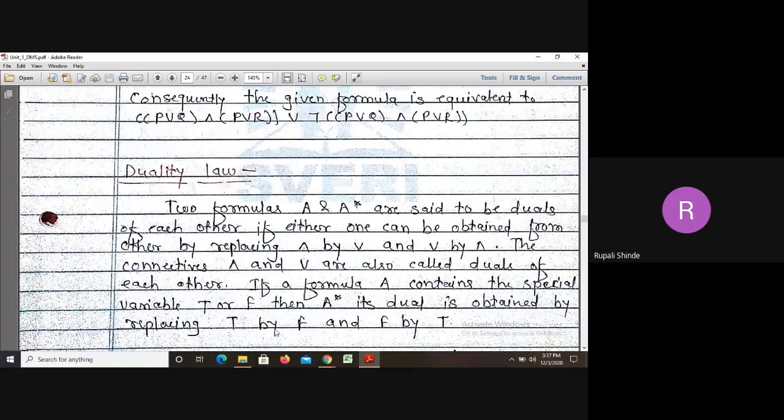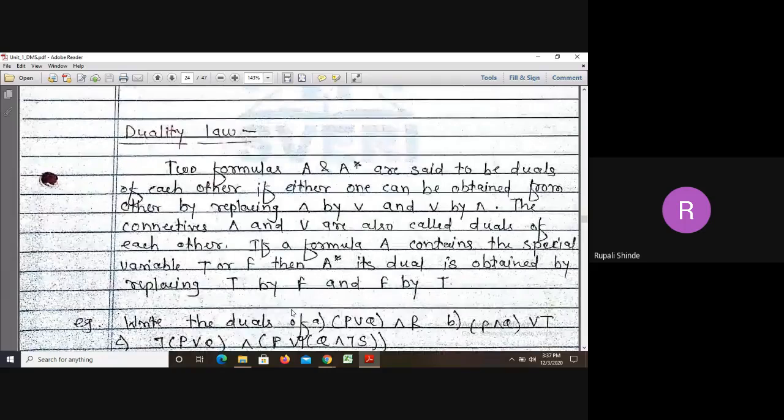So these are some rules they have given to check duality of any formula. If A is the formula, then we can write its dual by A star. And how we can obtain it? So we have to replace and by or and or by and. Again, if your formula is containing some special symbols like T or F, then T should be replaced by F and F should be replaced by T. Then only you will get its dual form.